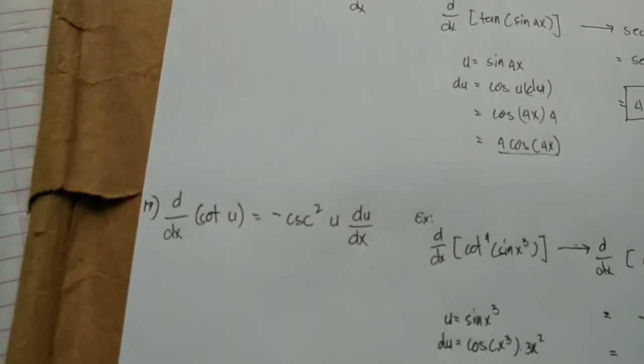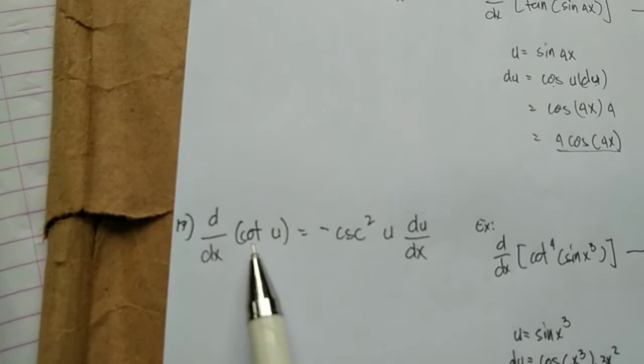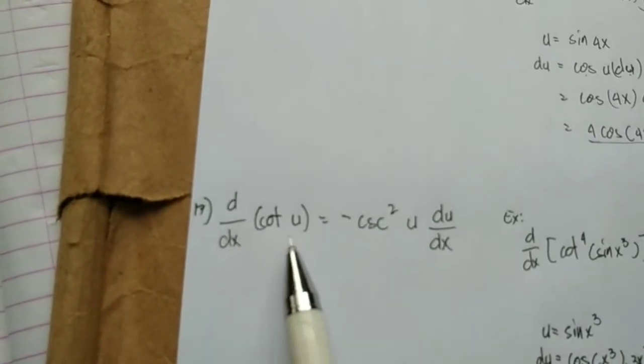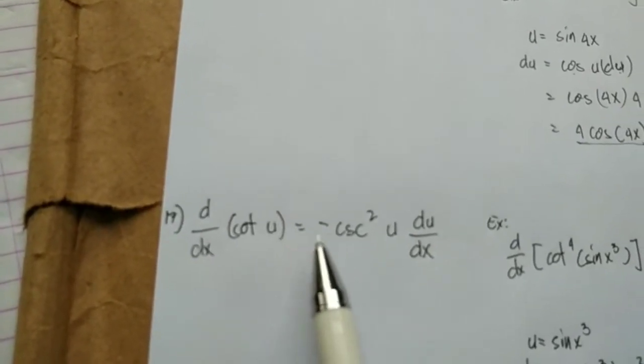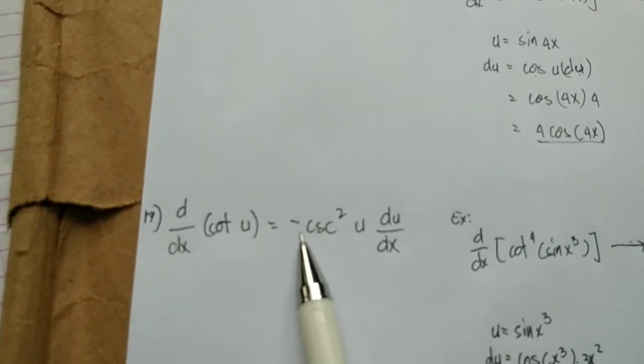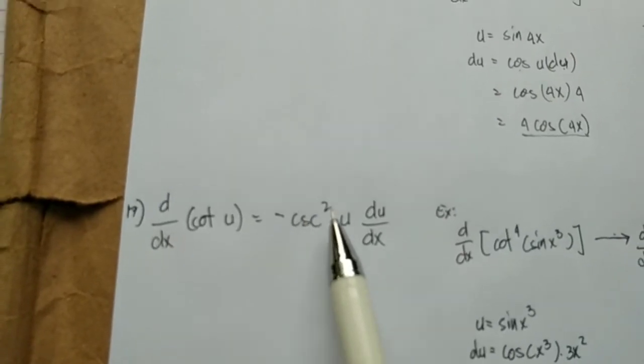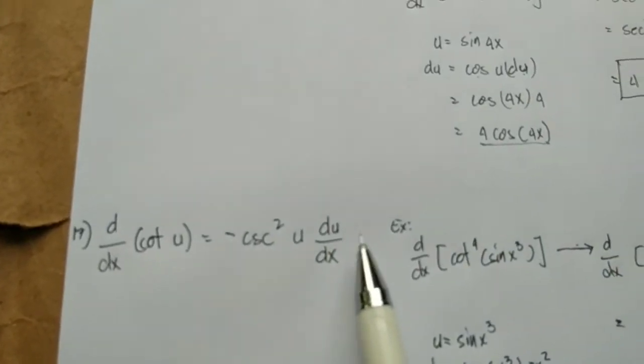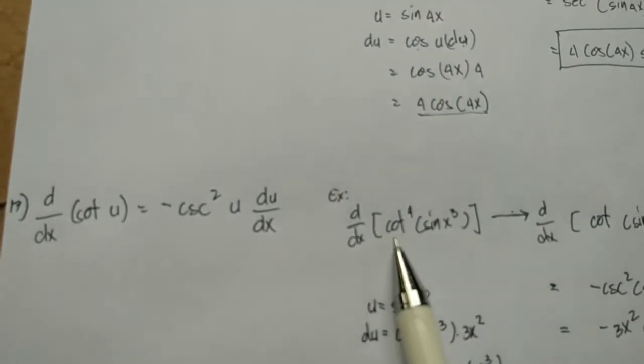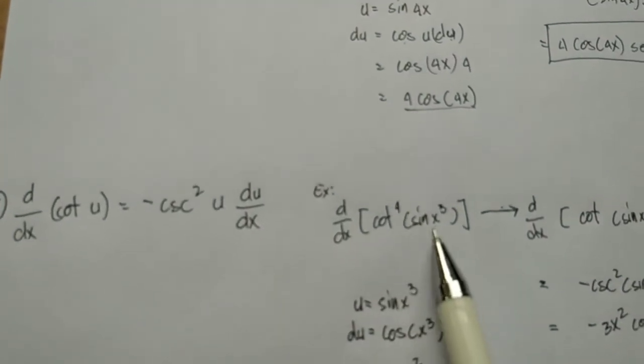So for number 17, we have d over dx of cotangent u. The derivative of that is the negative of cosecant squared u du. So for example, we have cotangent raised to the power of 4 of sine x cubed.